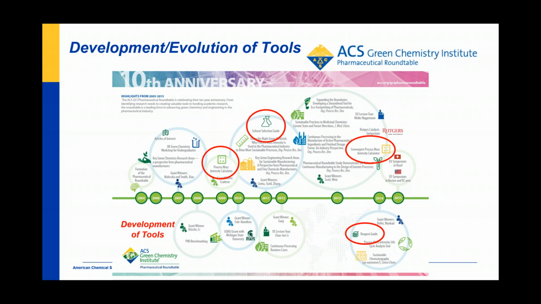Now, I just want to say that the Roundtable has been around a while. Next year will be our 15th anniversary, and this slide is a poster from our 10th anniversary celebration. What this aims to show is that I didn't just go away and think up a couple of tools to present in the last week or so. We've been actively involved in delivering these tools over the whole evolution of the Roundtable up to this day. Circled in red here are the tools we're going to talk about today: the Process Mass Intensity Calculator around 2009, a Solvent Selection Guide in 2011, and then more recently our Convergent Process Mass Intensity Calculator, and our Reagent Guide.